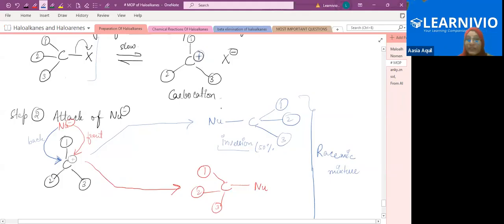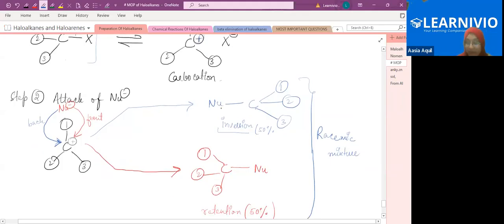Now, because we know that carbocation is very, very reactive, what will happen? The second step will be the fast reaction. When you compare the first and second step, the second step is always a very fast reaction, and the first step will be the slowest step, and that basically determines the rate of this reaction.